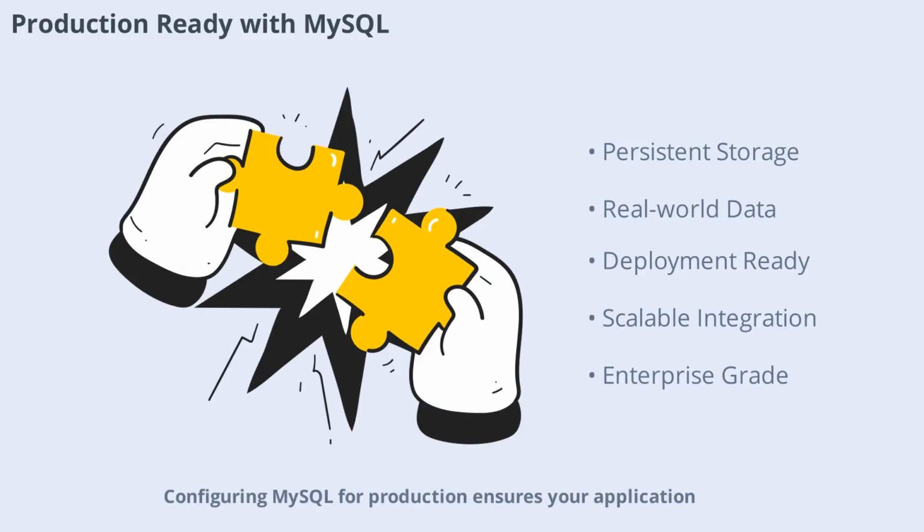Configuring MySQL for production ensures your application can handle persistent storage and real-world data. By setting up the datasource, driver, and dialect, you prepare your API for deployment and scalability. MySQL integration is essential for robust, enterprise-grade applications.